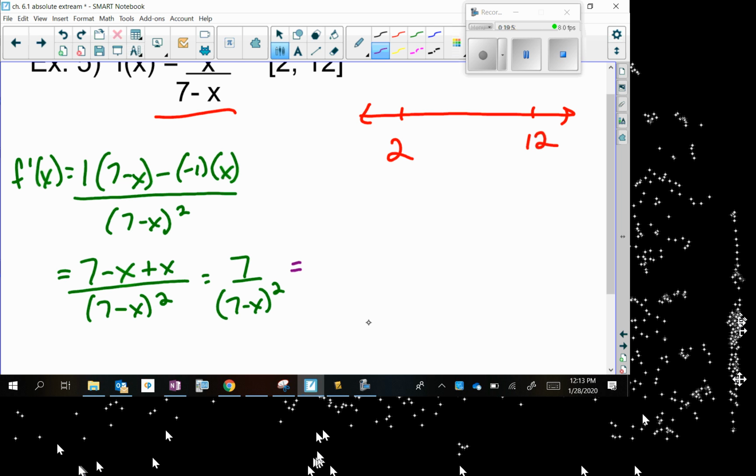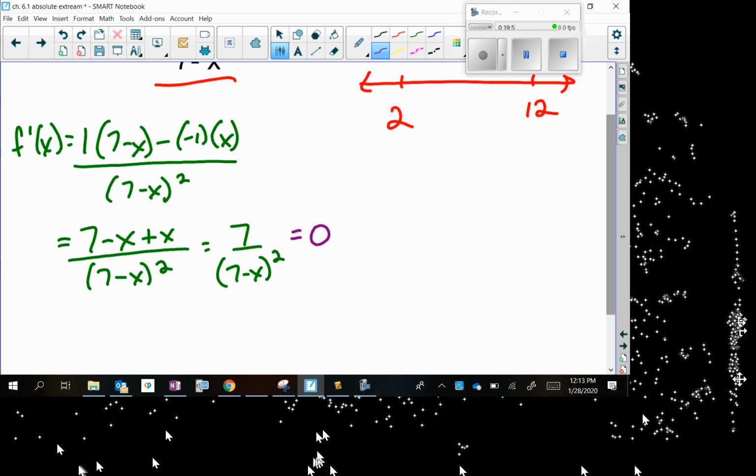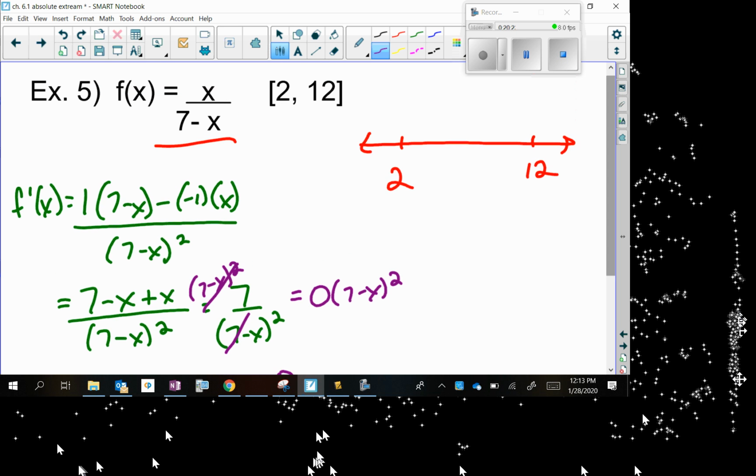Now, we set that equal to 0, and how do we solve it? Multiply top and bottom by what, Palmer? The denominator, right? So 7 minus x squared. So it cancels out over here. I get 7 equals 0. So do we have any critical numbers? So are we done? No, because we can still check 2 and 12, okay?